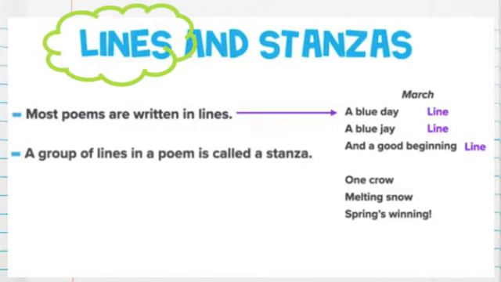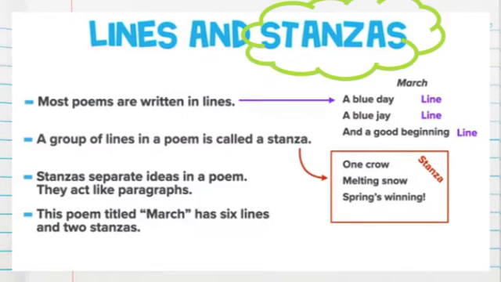Most poems are written in lines, going from left to right, and a group of lines in a poem is called a stanza. We'll talk about that in the next slide. However, take a look. A blue day is one line. A blue jay is another line. And a good beginning is another line. So there's 3 lines here.